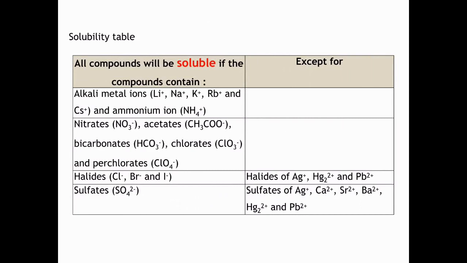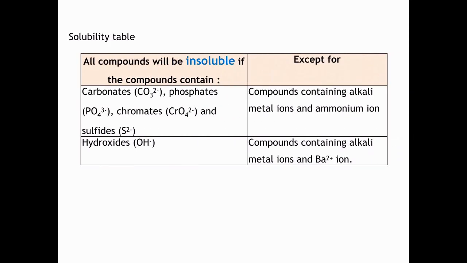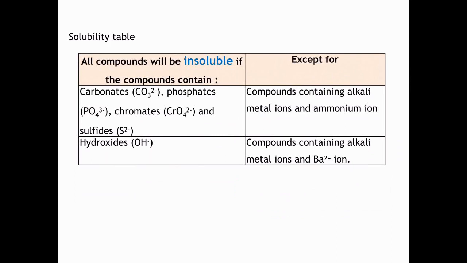Any ionic compound containing group 1 ions, ammonium ions, with nitrate, acetate, bicarbonate, chlorates, and perchlorates will be soluble in water. All halide and sulfate will be soluble except for halide and sulfate with silver, mercury, and lead, with additional calcium, strontium, and barium for sulfates. Meanwhile, all carbonate, phosphate, chromate, sulfides, and hydroxide are insoluble except with alkali metal, ammonium ion, and barium ion for hydroxide. Generally, the solubility of these ionic compounds depends on their lattice energy.